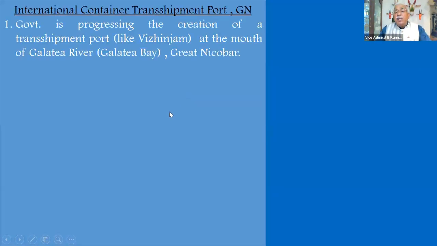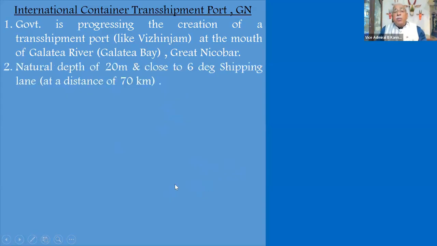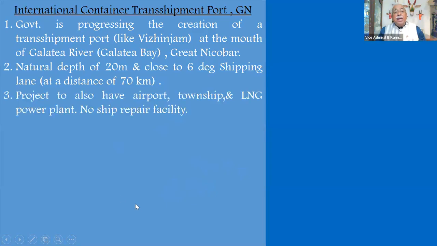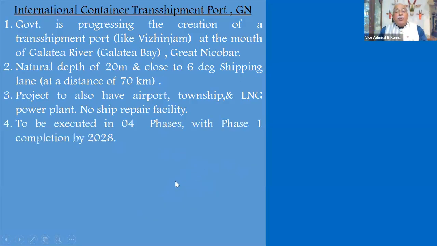The government is progressing this in a place called Galathea Bay, which is the mouth of the Galathea River in Great Nicobar. There's enough depth of water. It is close to 6-degree shipping line. It will also have an airport for any requirement of people to come there regarding the services as well as change of crew of ships, etc. There'll be a township, there'll be an energy power plant. There may not be any ship repair facility there.